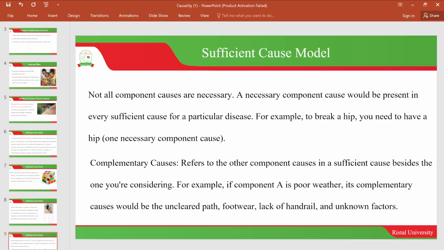Okay, so still, you don't need all the factors to be present for the event to happen. Not all component causes are really necessary for the disease to manifest. That is very, very important to note. And then we have what you call complementary factors. Complementary factors are when you look at other component causes that perhaps you're not considering, but they can really contribute to the event of interest.